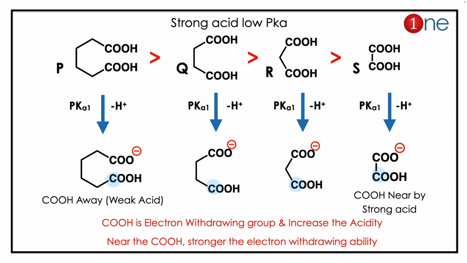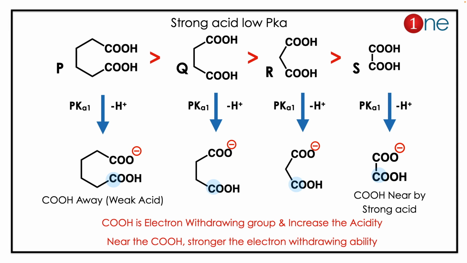So if you look at P, COOH and the negative charge are a little bit away, and Q is also the same. R is coming nearby, S is very close to each other. So S is the strong acid, then comes R, then comes Q, then P.